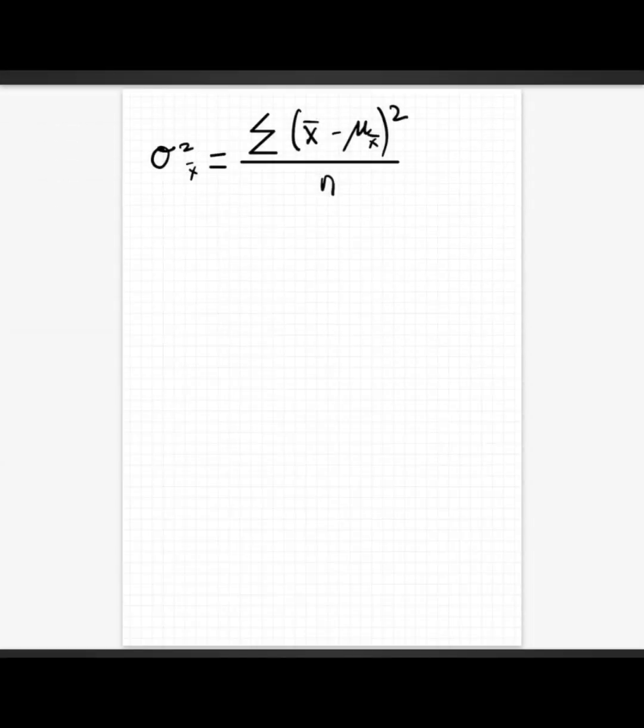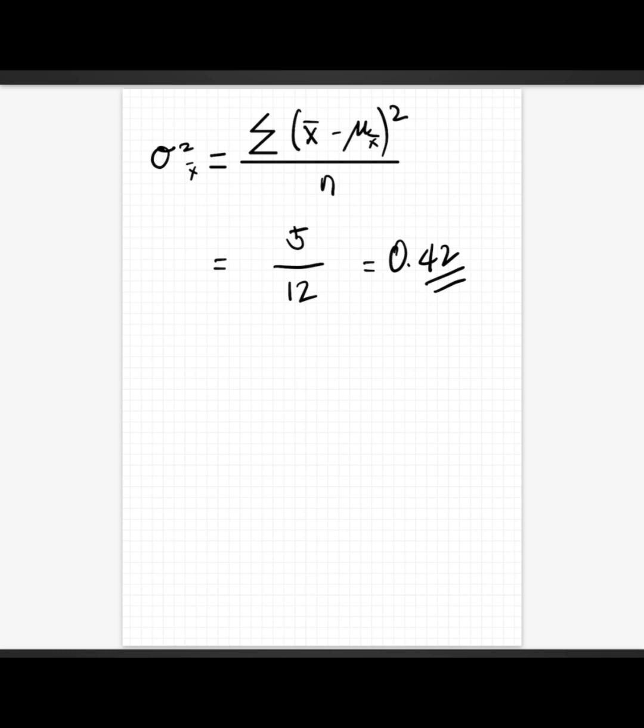Now, we are ready to calculate the variance of the sampling distribution of means. Using the formula, sigma squared sub x bar is equal to the summation of the quantity x bar minus mu sub x bar, quantity squared, over small n. The summation of x bar minus mu sub x bar squared is equal to 5 divided by n, where n is equal to 12. And that is equal to 0.42, or 42 hundredths. That is the variance of the sampling distribution of the means.